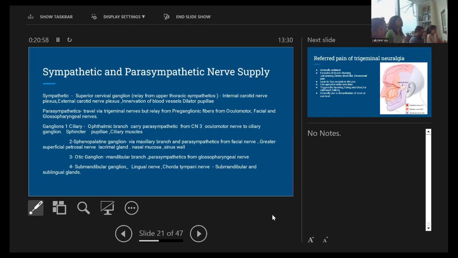Ciliary ganglion basically lies in the ophthalmic branch, and carries parasympathetic fibers from oculomotor to sphincter pupillae and ciliary muscles. Sphenopalatine ganglion is via maxillary branch, but parasympathetics come from facial, greater superficial petrosal nerve, which supplies the lacrimal gland, nasal mucosa, and the sinus wall. Otic ganglion, mandibular branch, parasympathetics come from the glossopharyngeal nerve. Submandibular ganglion, again lingual, coming from chorda tympani, parasympathetic fibers, and supplies submandibular and sublingual glands.